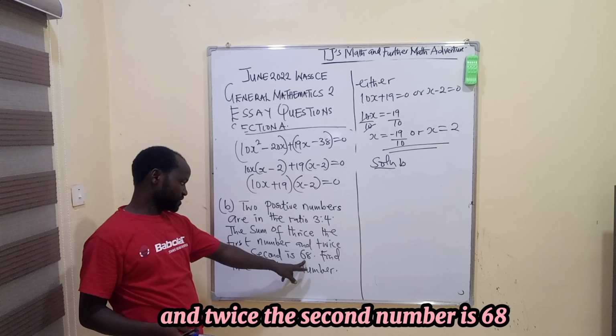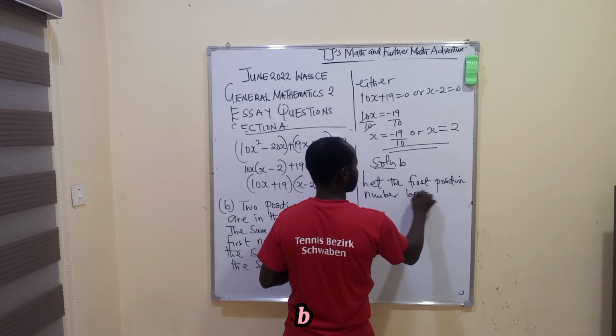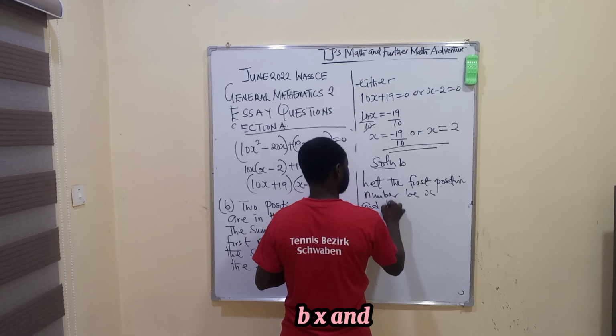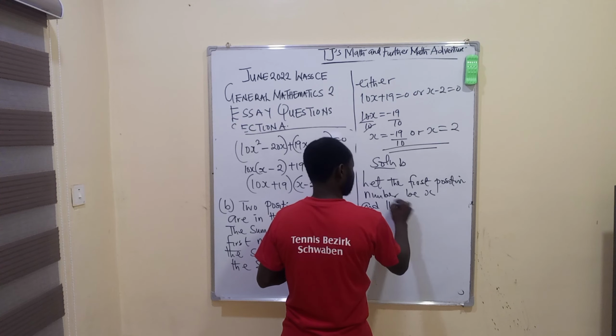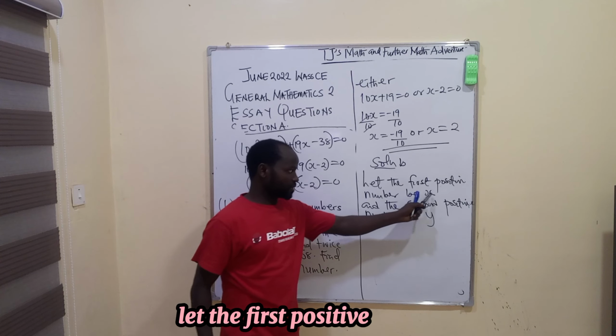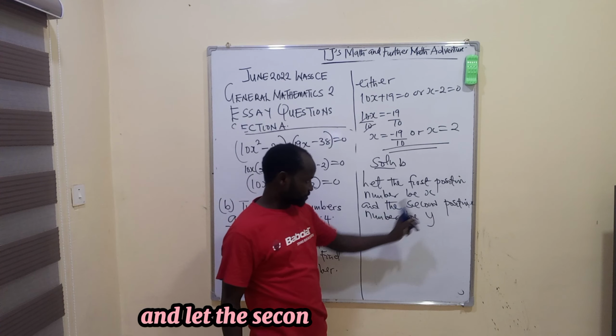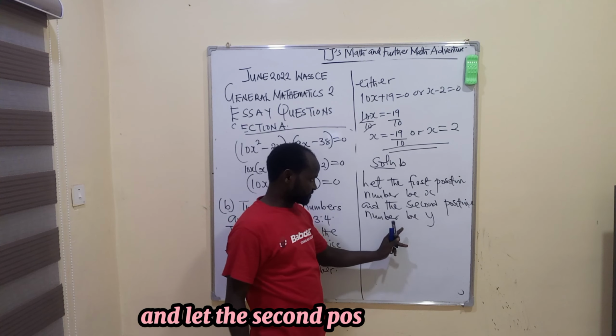The first thing for us to do: let the first positive number be x and let the second positive number be y. Then we are told from the question that the two positive numbers are in the ratio 3:4.